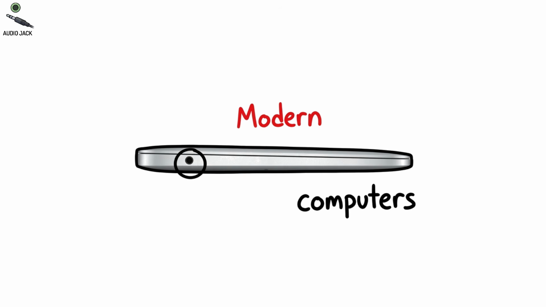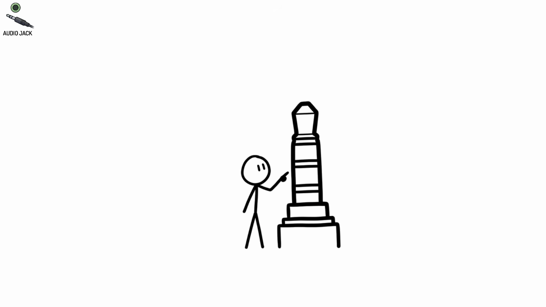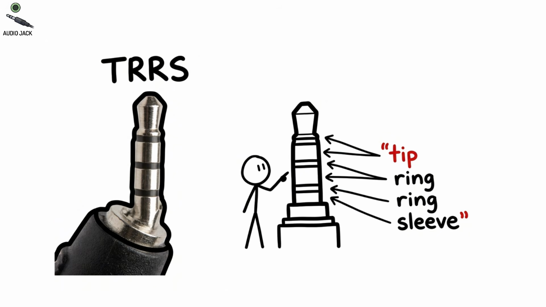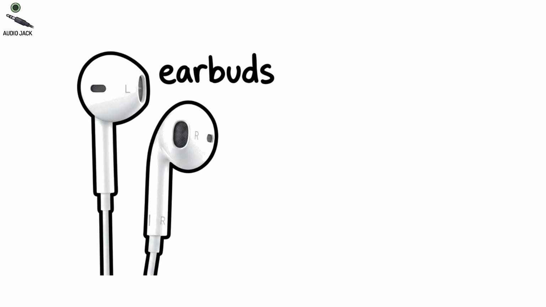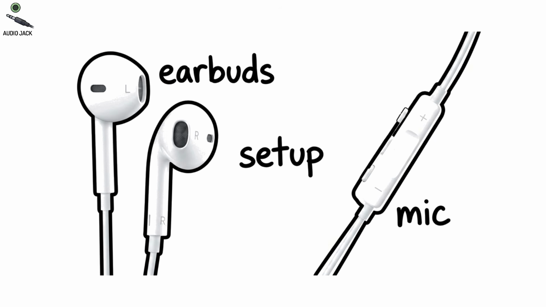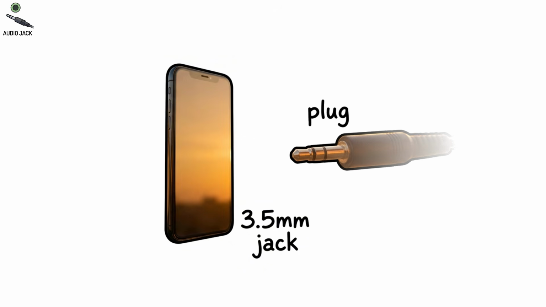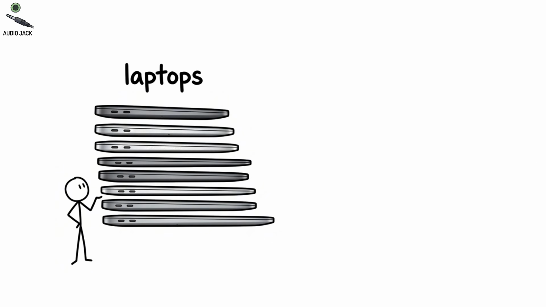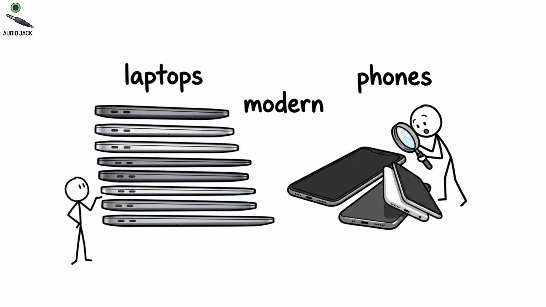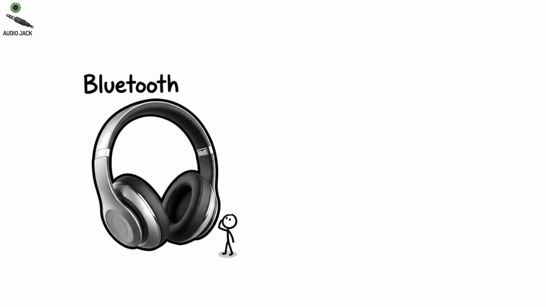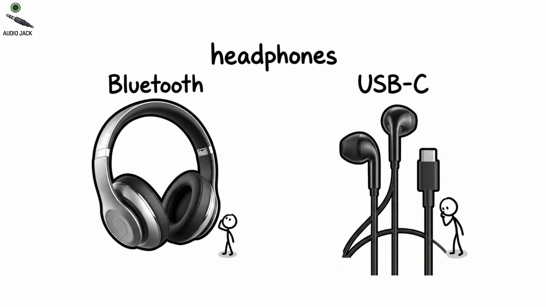Modern computers simplified that down to a single jack. The connector changed to TRRS, tip, ring, ring, sleeve. That extra ring adds a 4th contact point, so one port handles both output and input simultaneously. Your phone's earbuds with a built-in mic use this exact setup. One plug does the job of 2 old ports, but the 3.5mm jack is slowly disappearing from devices. Many newer laptops and nearly all modern phones have dropped it entirely. The industry is pushing toward Bluetooth audio and USB-C headphones instead.